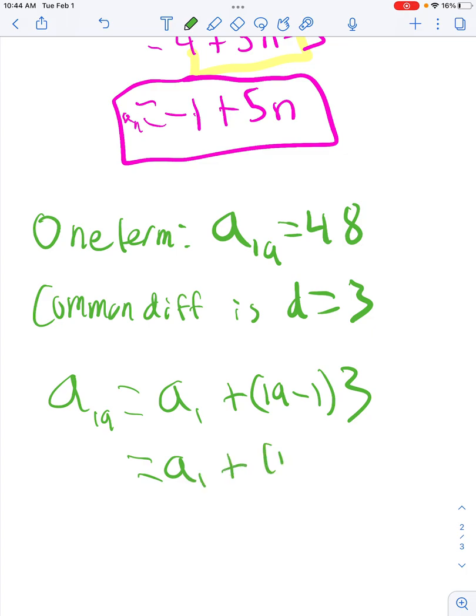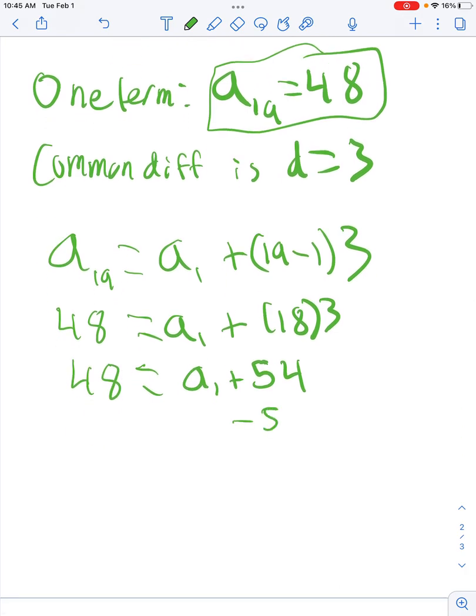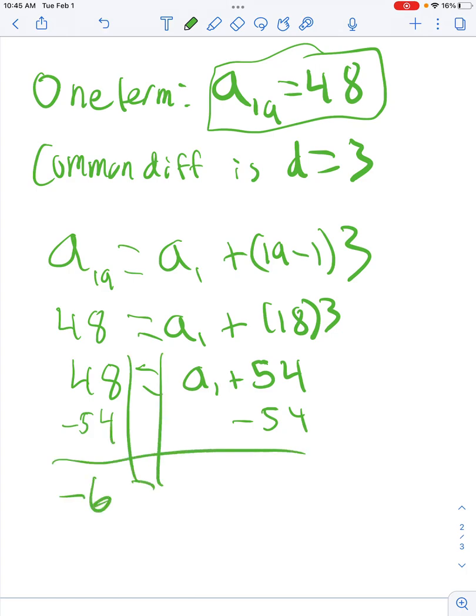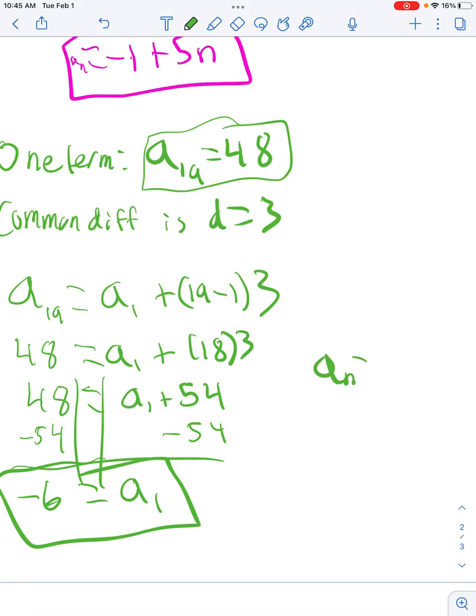As I start to simplify, 19 minus 1 is 18, 18 times 3 gives me 54. And I actually do know that because it tells me right here, a sub 19 equals 48. So I'm going to subtract 54 on both sides and get negative 6 equals a sub 1. So now I have enough to plug into my true equation.